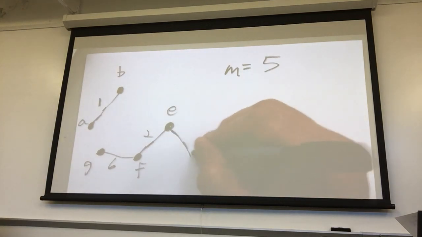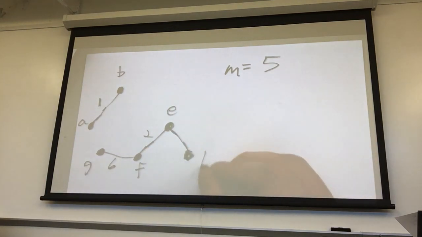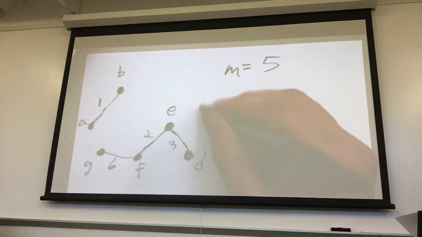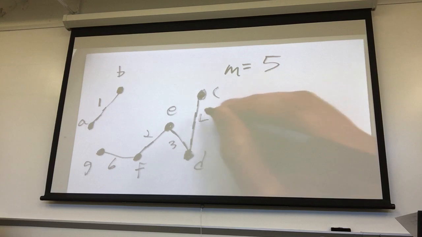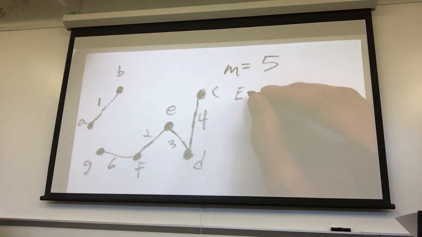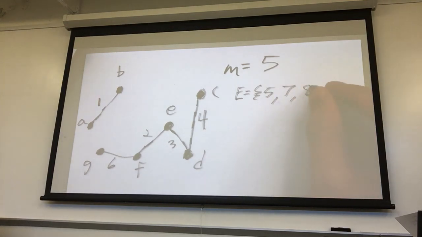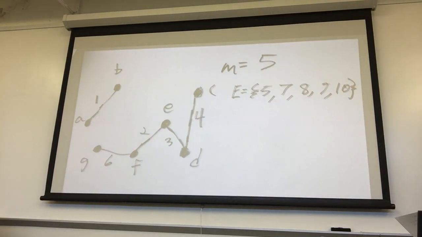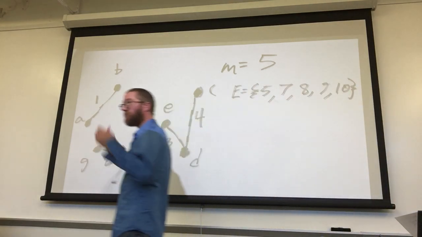Then E will be connected to D, and that had a 3 right there. And then C, which was up here, has to be connected to D, which is 4. Okay. And so what are we down to at this point? Capital E would be 5, 7, 8, 9, 10. Okay?